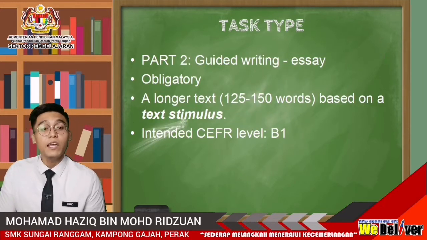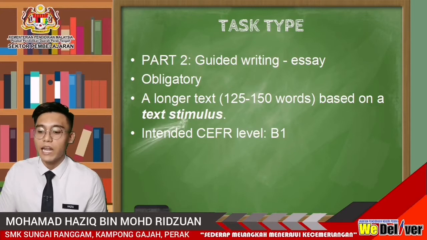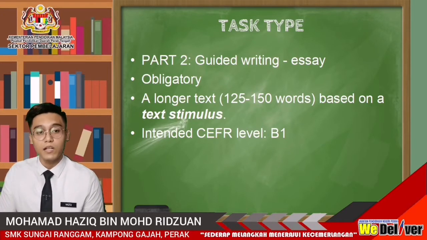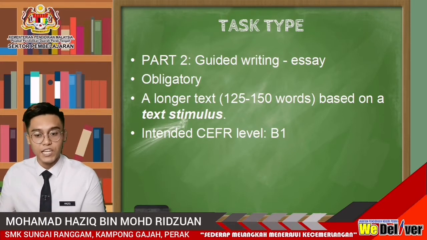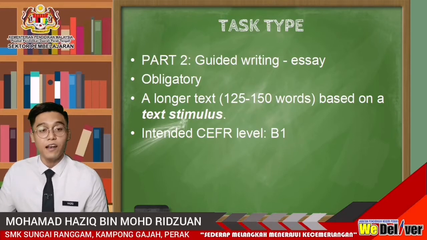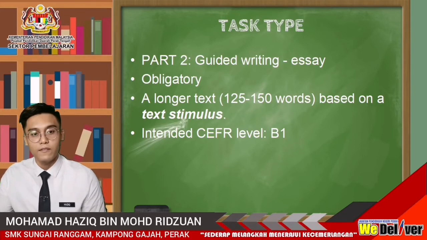The second part will be guided writing in which you have to write an essay and it's also compulsory. Okay, you cannot leave it, you have to answer it. Okay, you have to write a longer text of 125 to 150 words based on a text stimulus. Alright, it is given in the question. Okay, the intended CEFR level for this part is B1.